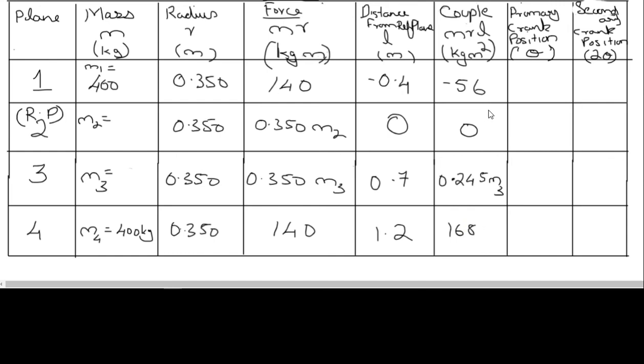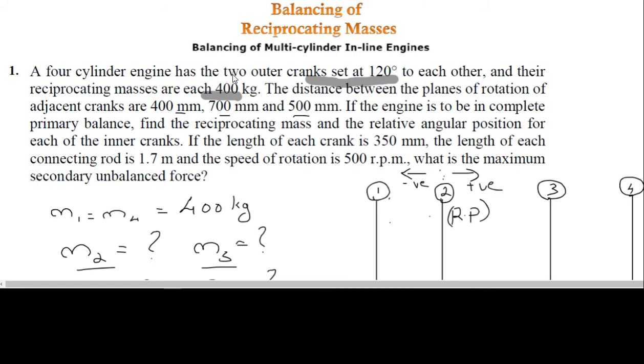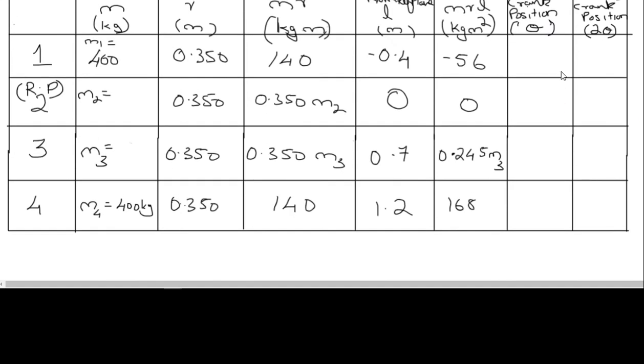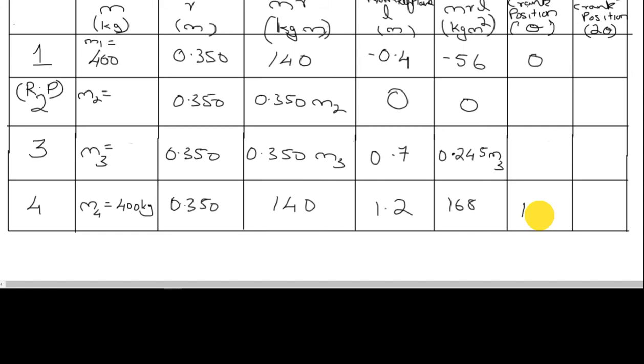And here it is given that two outer cranks are at an angle 120. So that means 1 and 4 are at an angle 120. So if you fix 1 as the horizontal, that will be 0 degree. So the fourth crank, that is the outer crank, will be 120 degree. And we don't know the angular position of second and third, so we should find theta 2 and theta 3. That is to be found out.